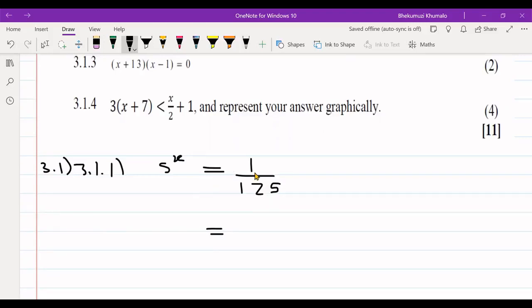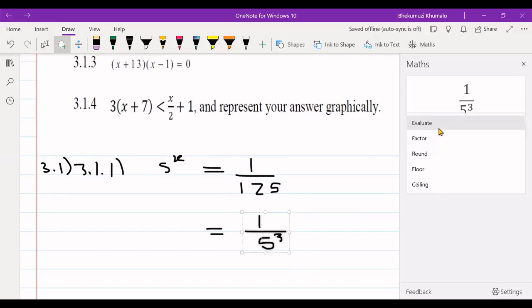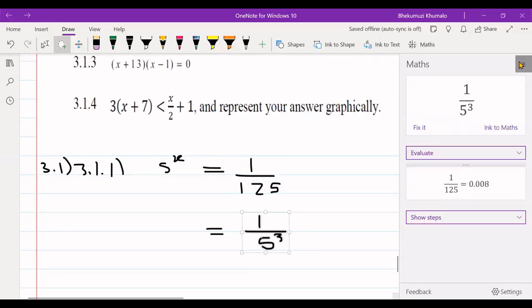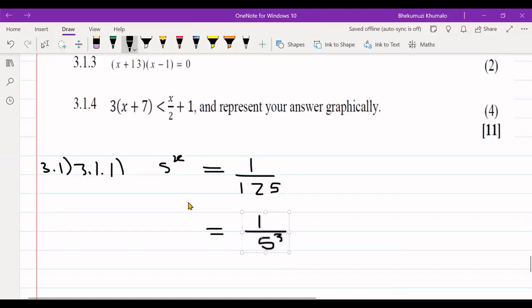So here we have 1 over 125. But 125 can be written as 5 to the power what? Is it to the power 2? No, because 5 times 5 is 25. But 5 to the power 3, that is 125. So this is to the power 3. Okay? Let me check this quickly just to make sure that I'm not getting it wrong. But it is 125, yeah. Awesome, so it is 125, right?